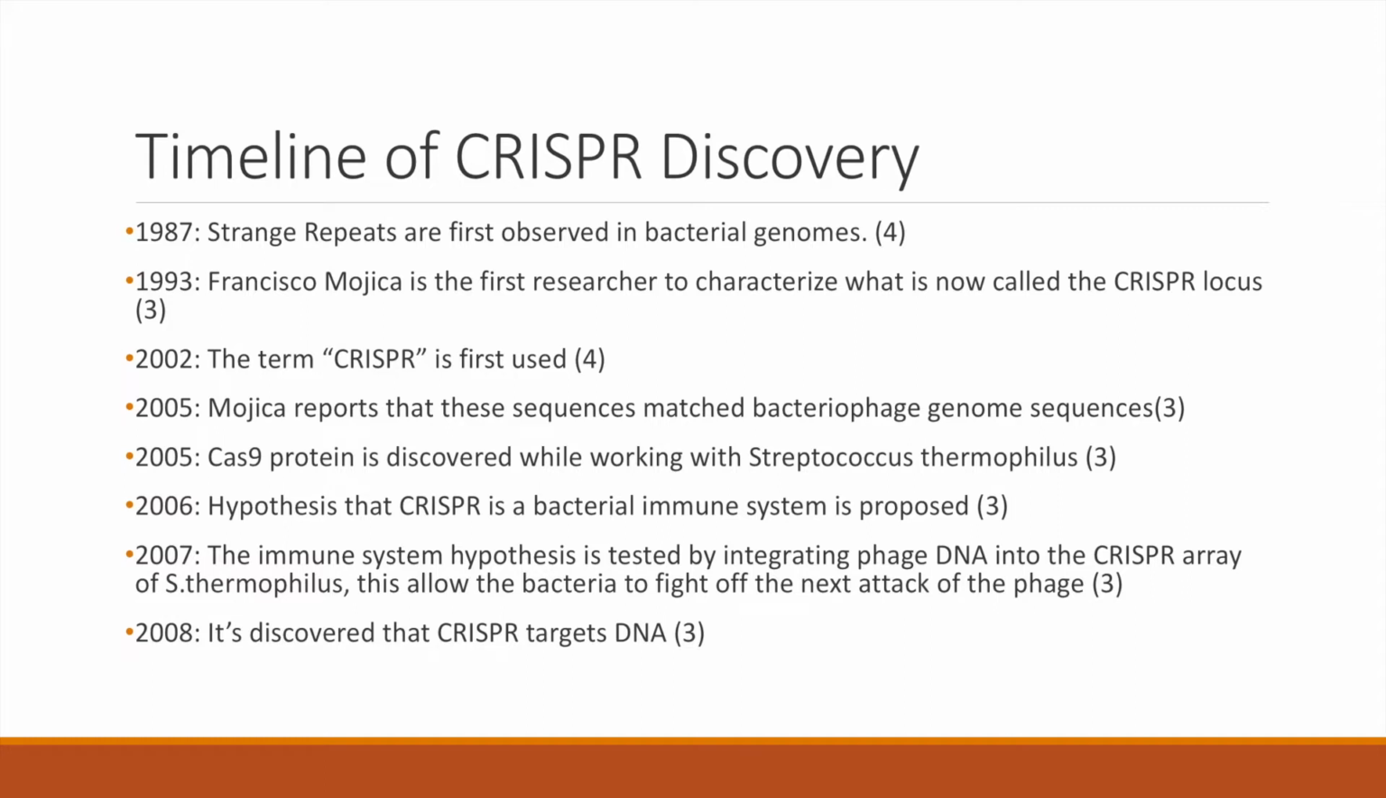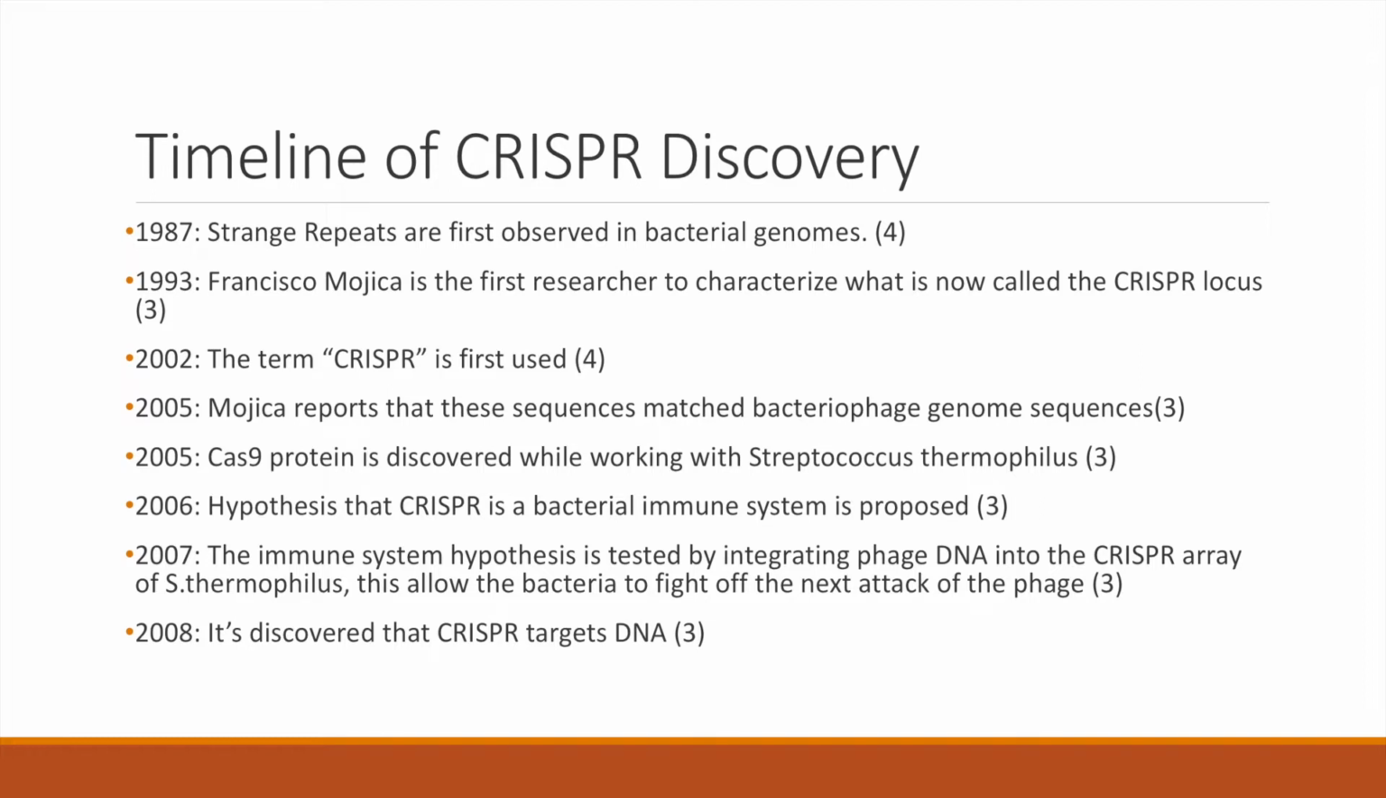So in 2005, the Cas9 protein is discovered in Streptococcus thermophilus. I believe it was discovered at a Danisco yogurt facility when people there were working with the bacteria that lives inside the yogurt that you eat. In 2006, they proposed that CRISPR might be a bacterial immune system used to attack the viruses that attack the bacteria. And then in 2007, they tested that by integrating phage DNA into the CRISPR array, and this allowed the bacteria to fight off the next attack.